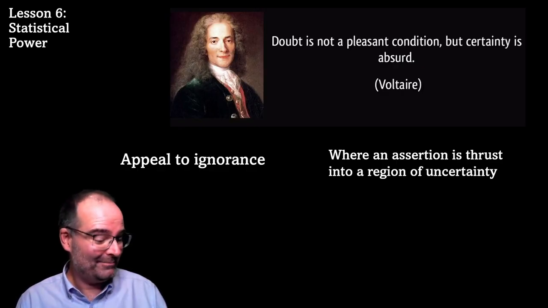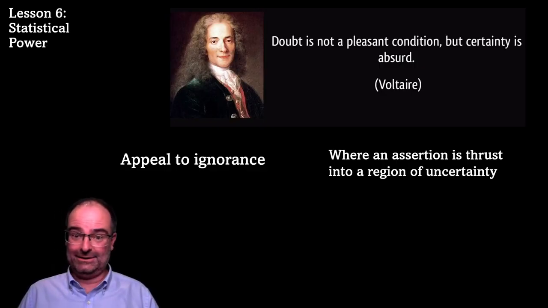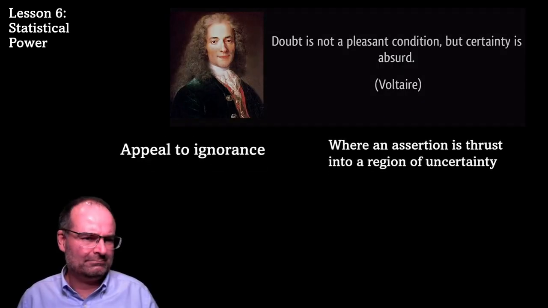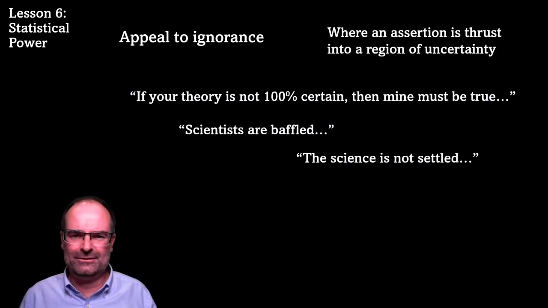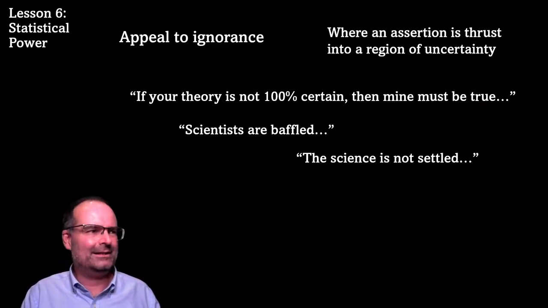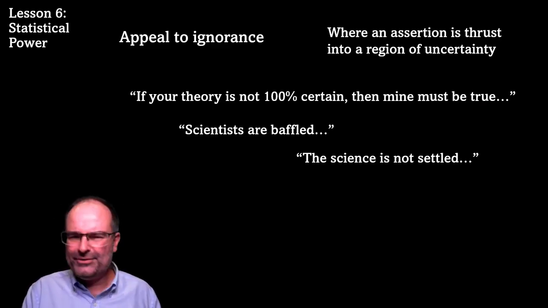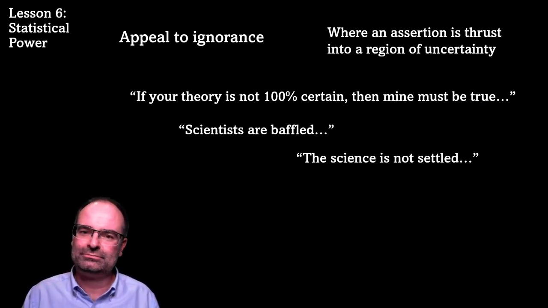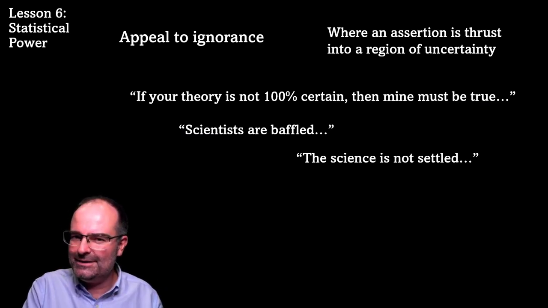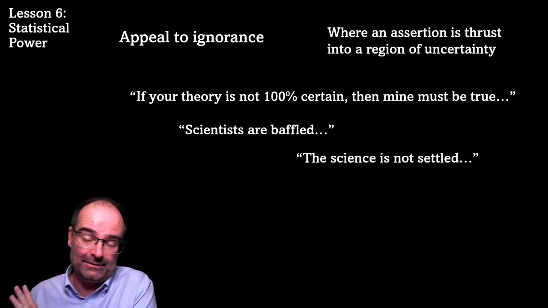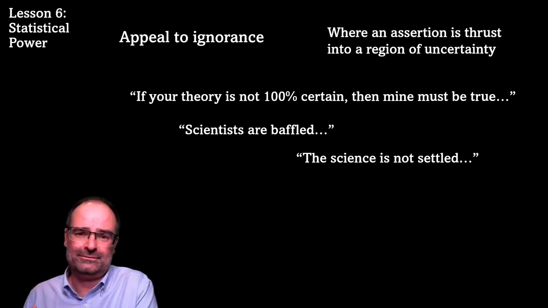I'm going to talk briefly about the appeal to ignorance. An assertion is thrust into a region of uncertainty. Well, all scientific conclusions are uncertain. There's no certainty in science. Here's the way it works: if your theory is not 100% certain, mine must be true. Can you see how that's a logical error? I'm going to attack your theory, and if it's not perfect, then this theory over here, for which there's no evidence whatsoever, must be true.